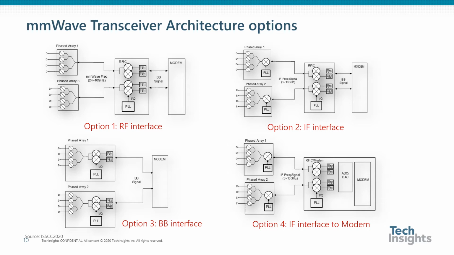Option 3 is the baseband interface. This solution places a very large chip inside the phased array. Large bandwidth baseband signals are routed on the PCB to the modem. These could be analog or digital.